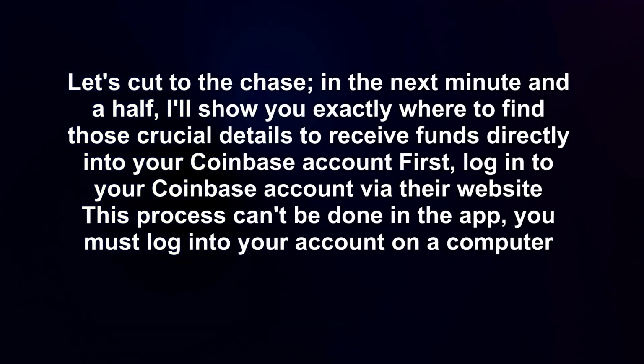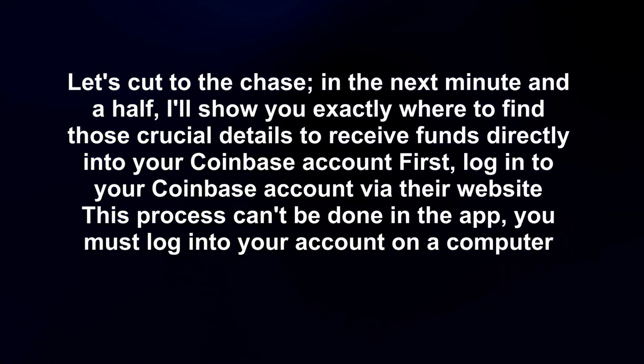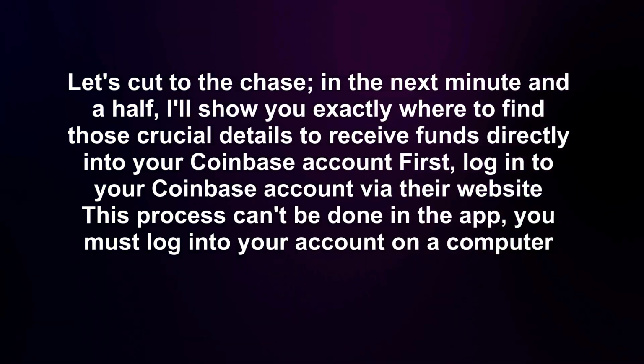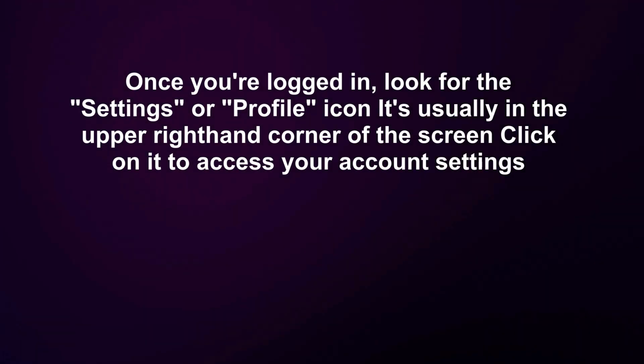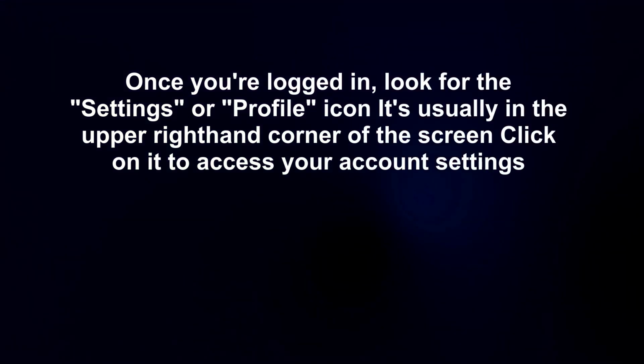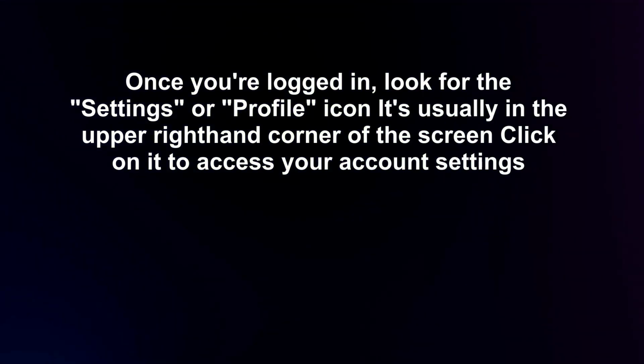First, log into your Coinbase account via their website. This process can't be done in the app. You must log into your account on a computer. Once you're logged in, look for the settings or profile icon. It's usually in the upper right-hand corner of the screen. Click on it to access your account settings.